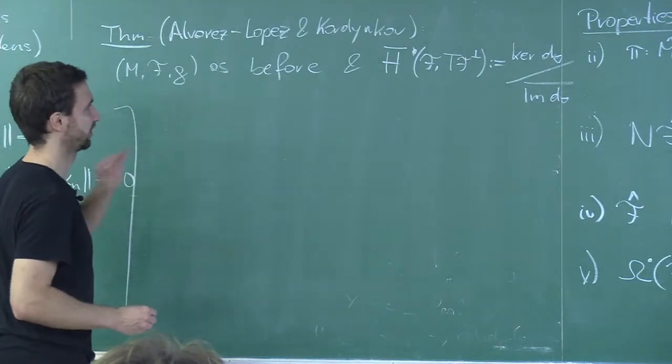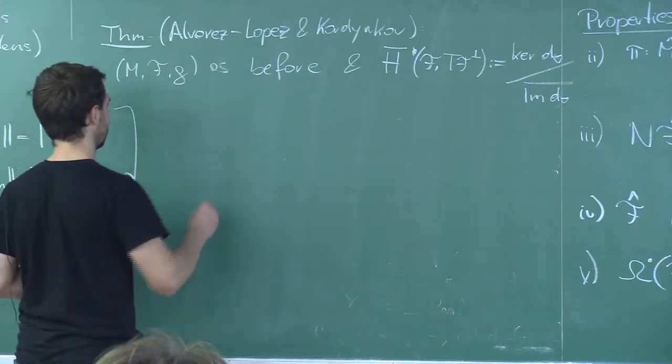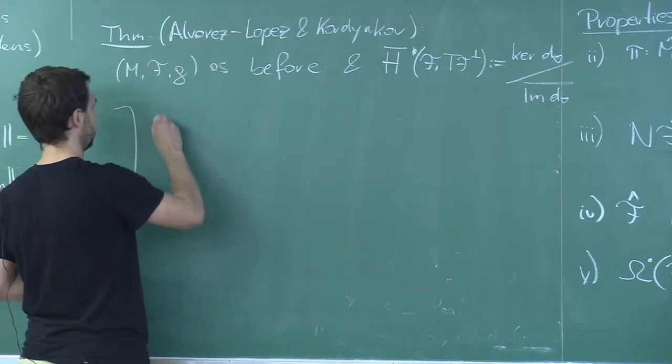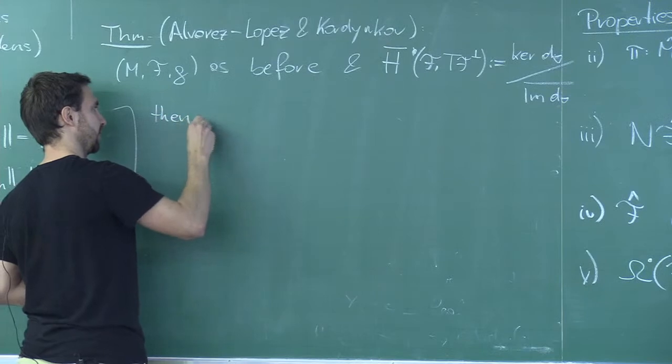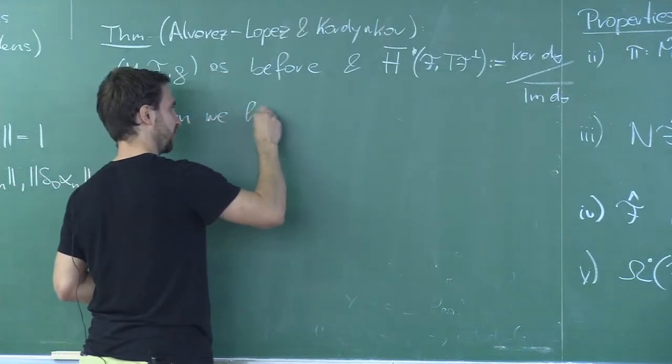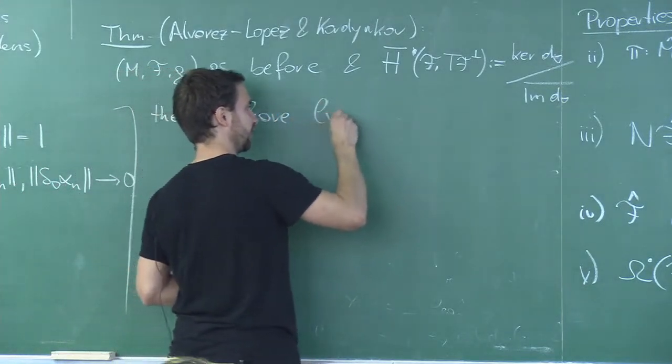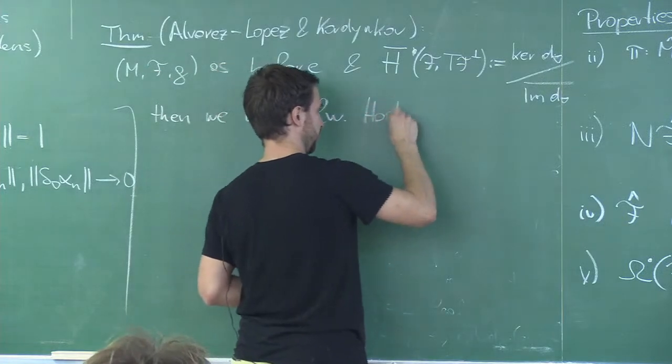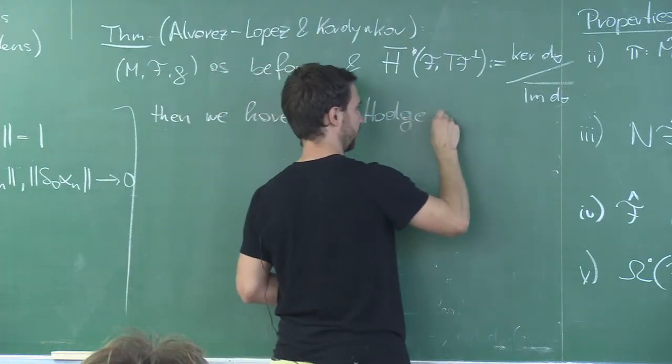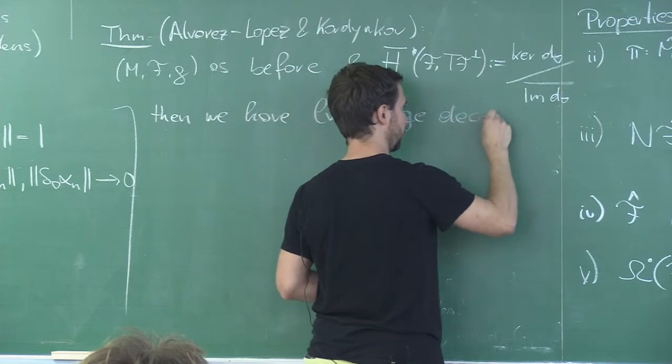And so the statement is that for this type of cohomology, there exists a leafwise Hodge decomposition. We have a leafwise Hodge decomposition.